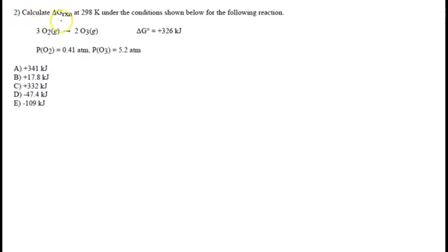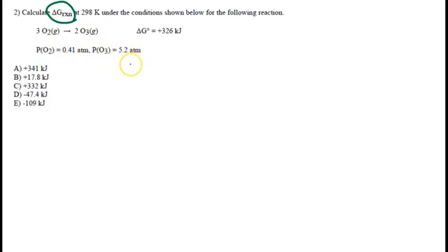Question number 2 states, calculate delta G of the reaction. Well, there is no degree sign, so we know we're not at standard conditions. So therefore, we have to use the delta G of the reaction expression for non-standard conditions. They say calculate delta G of the reaction at 298 Kelvin under the conditions shown below for the following reaction. They gave us 3O2 gas forming 2O3 gas. They gave us a delta G naught of plus 326 kilojoules. They also gave us a partial pressure of O2 at 0.41 atmosphere and a partial pressure of O3 at 5.2 atmospheres.